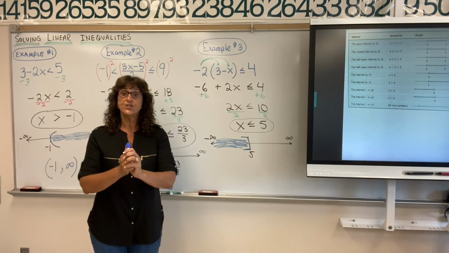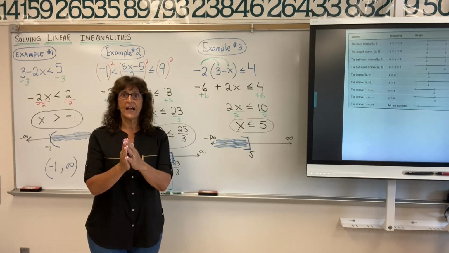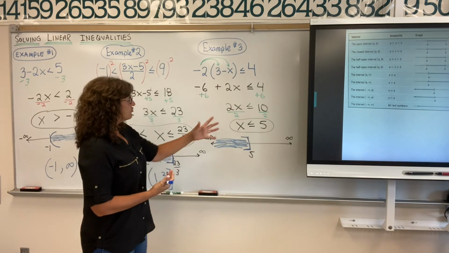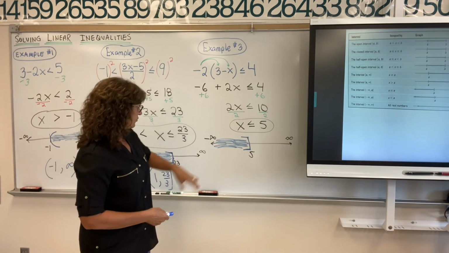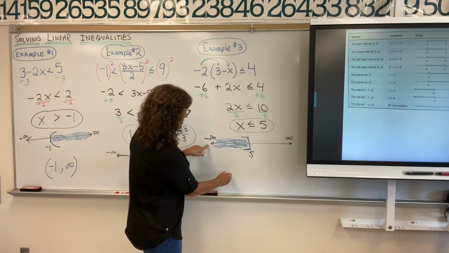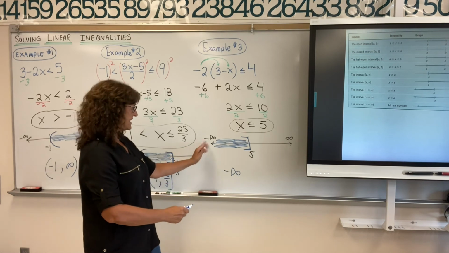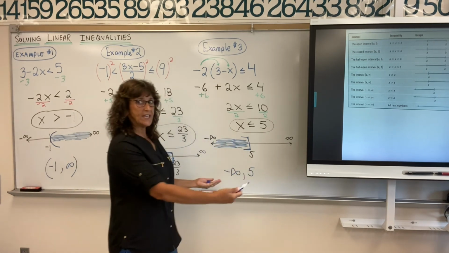Now, what about interval notation? Once you have the graph, the interval expression should just kind of jump out at you. The interval expression needs to represent where we shaded. Where did we shade? We shaded from negative infinity, because you want to put this down left to right, negative infinity to 5.